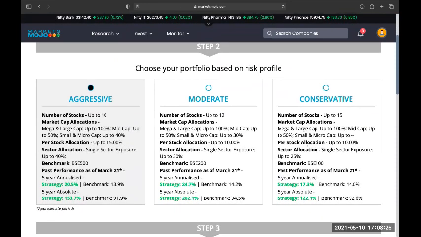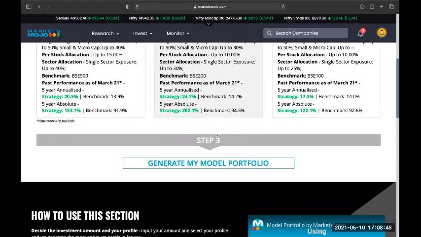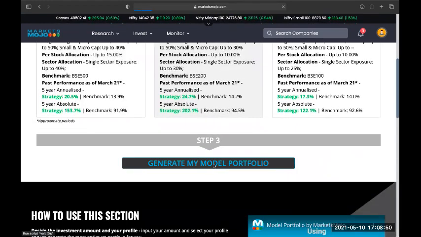and then you can select whether you want to do an aggressive portfolio or a moderate portfolio or a conservative portfolio. This is usually calculated on the kind of risk appetite that you have. I would recommend that you should probably go for a moderate portfolio, because not everybody has a higher risk appetite. So probably a moderate or a conservative one. So just to show you, you click moderate, and the last thing is just generate my model portfolio.